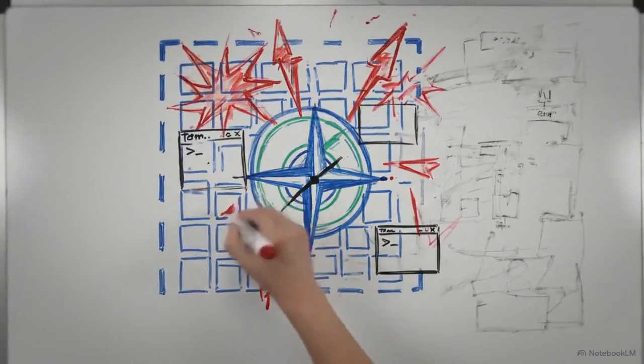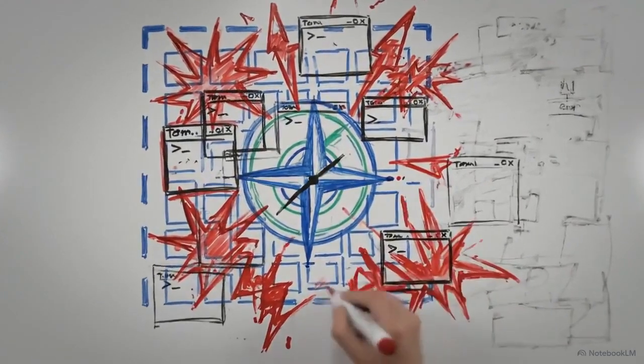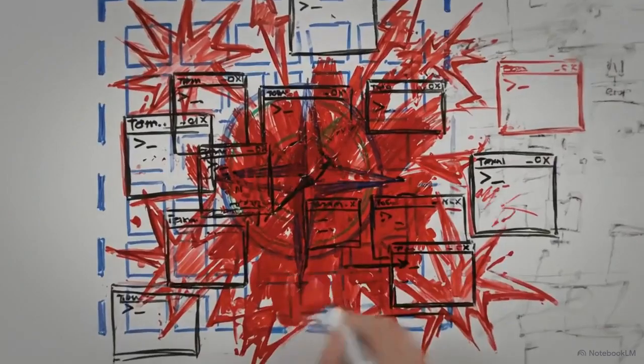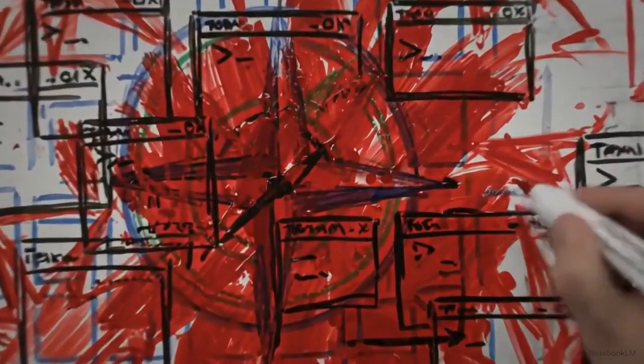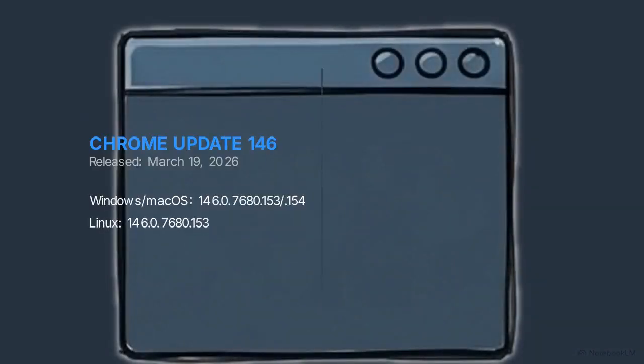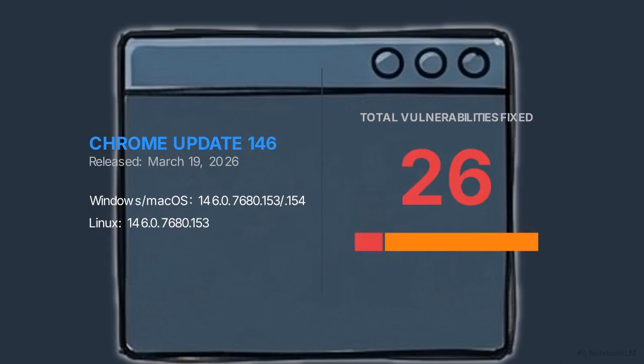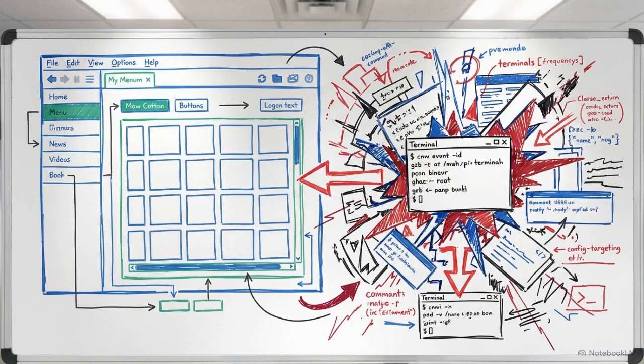You navigate to a standard web page. The browser renders the text and images, and in a fraction of a second, your entire operating system is compromised. On March 19, 2026, Google pushed Chrome Update 146. This patch closes 26 security flaws, including up to 4 critical risks and 22 high-severity vulnerabilities. The core threat identified across these flaws is unauthenticated remote code execution, or RCE.